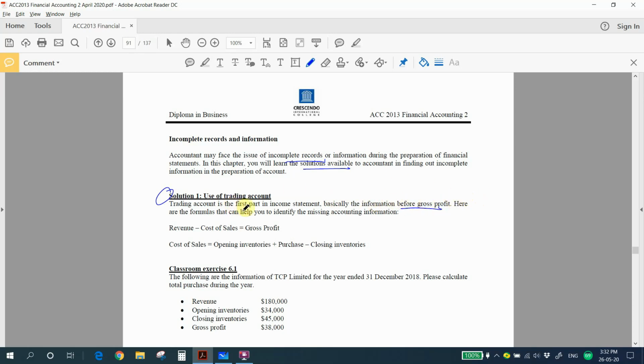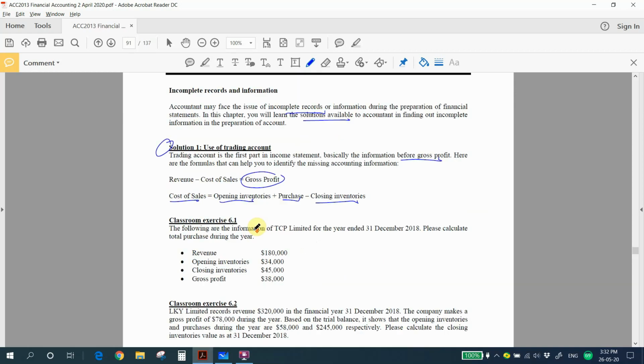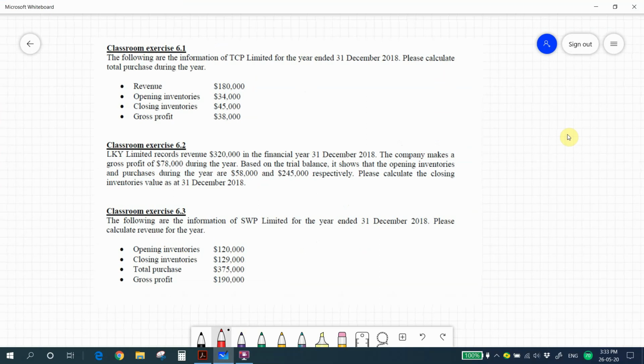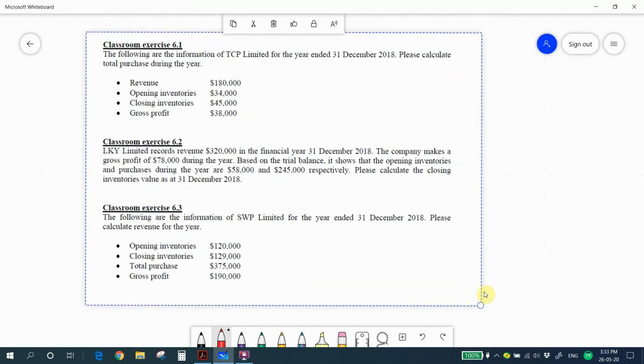Here are the formulas that can help you to identify the missing accounting information. For example, revenue minus cost of sales gives us gross profit, right? And cost of sales is opening inventory plus purchases, minus closing inventory. So by using your trading account, you can identify any missing information in your revenue, cost of sales, or gross profit. Let's look at classroom exercise 6.1. We use a whiteboard to present our answer, which is easier and clearer, right?